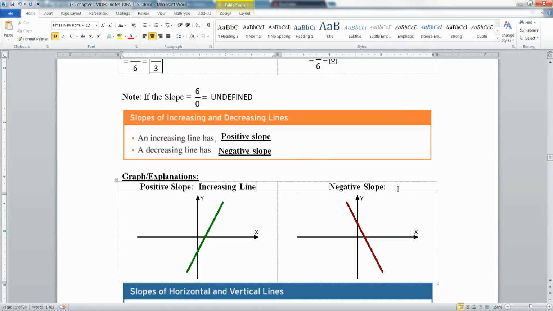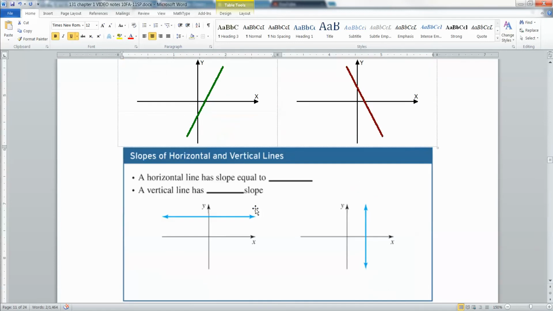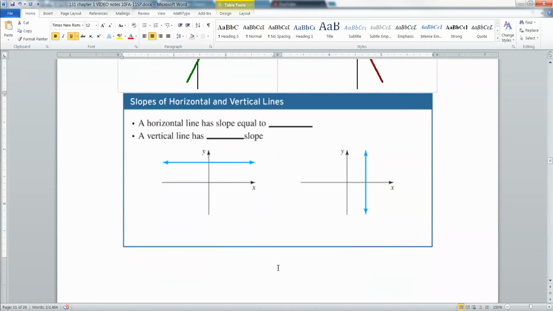right? And now a negative slope is a decreasing line, because if you start on the left, you're high, and then if you move to the right, you get lower. That's decreasing. So that's a negative slope. Okay? All right, now what about horizontal and vertical lines?